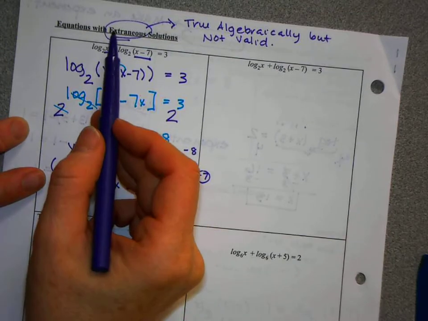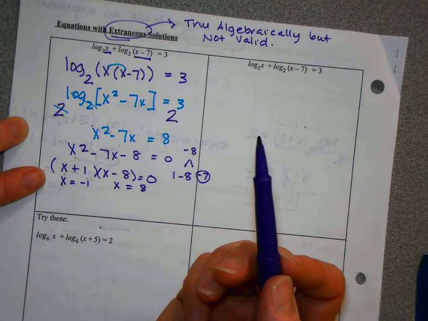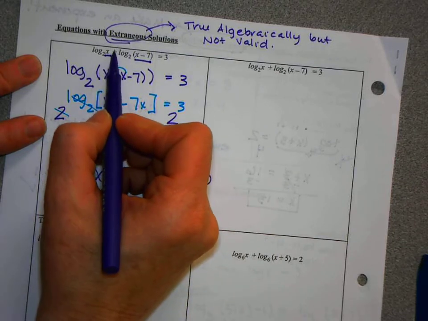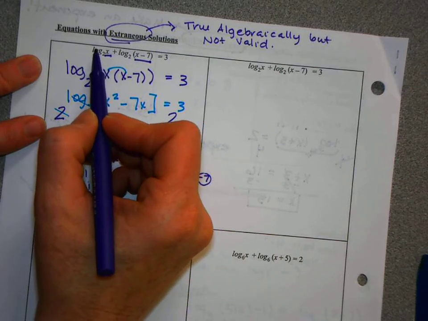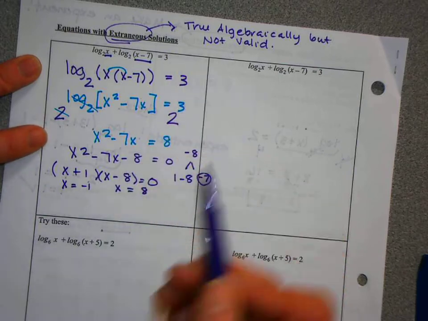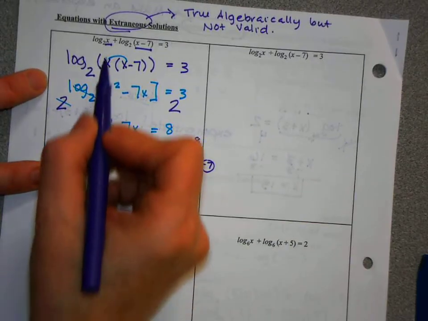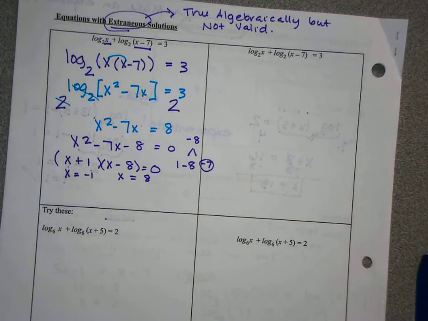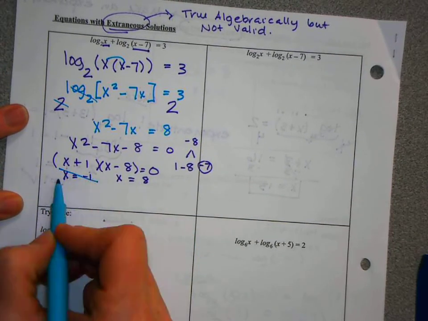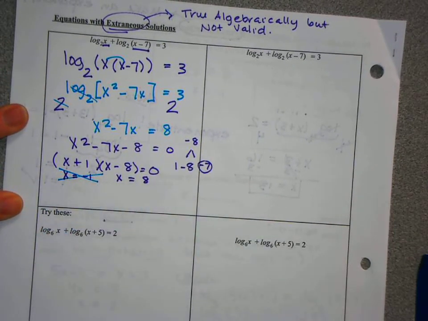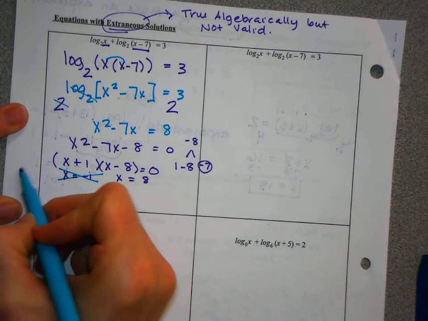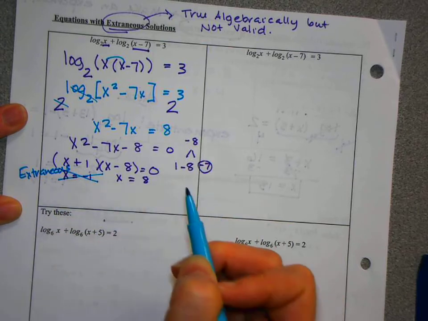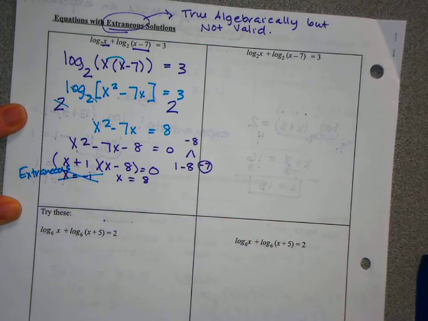But now I have to check for extraneous solutions. Extraneous solutions are going to occur when the subject of the log is negative. You can never take the log of a negative number. So let's see. If I put negative 1 in here, it'll be the log of negative 1. So what that tells me is x equals negative 1 is extraneous. That is extraneous because it would not be valid. Now we should check x equals 8.